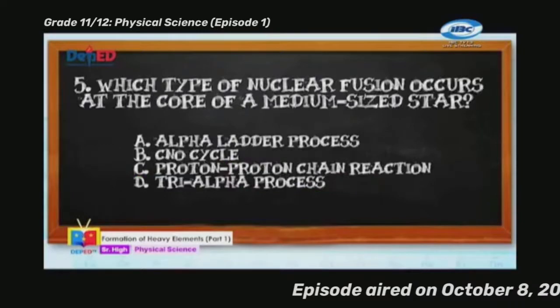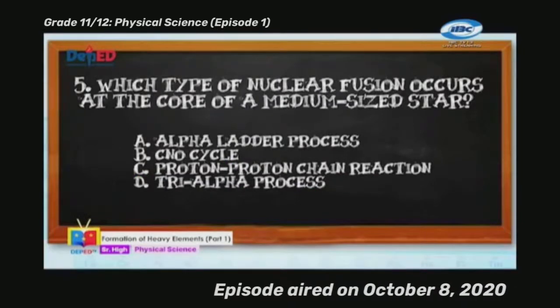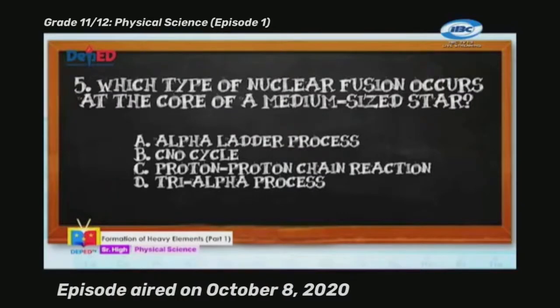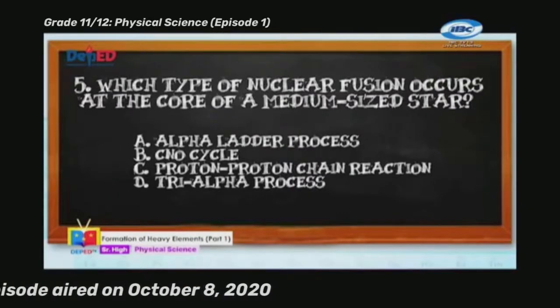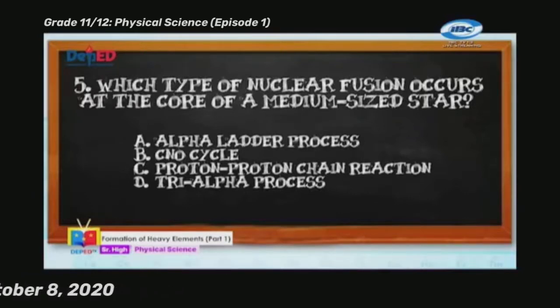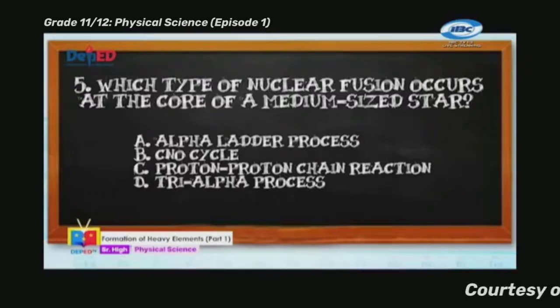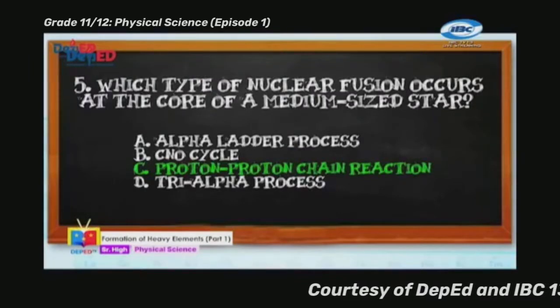Last question. Which type of nuclear fusion occurs at the core of a medium-sized star? A. Alpha ladder process. B. CNO cycle. C. Proton-proton chain reaction. Or D. Tri-alpha process. The correct answer is C. Proton-proton chain reaction.